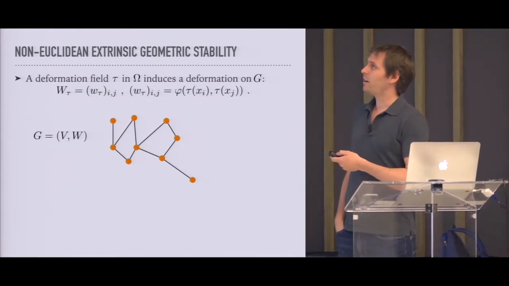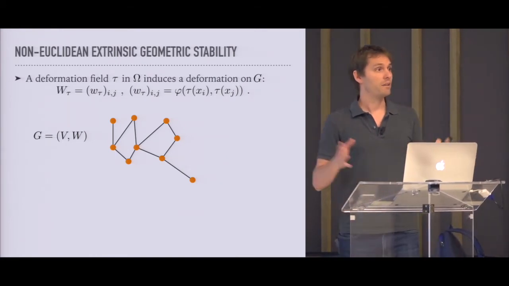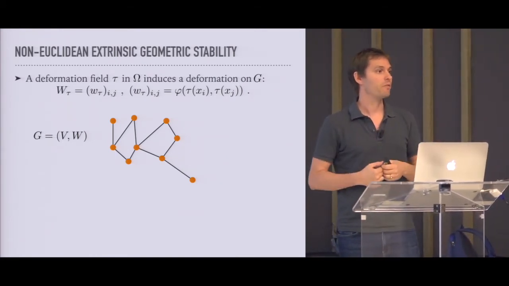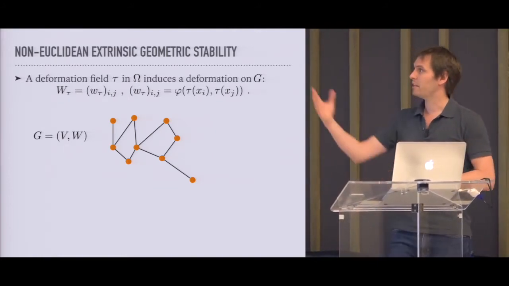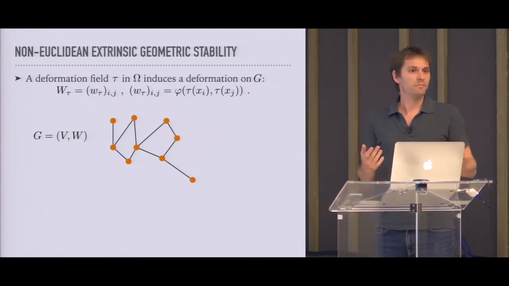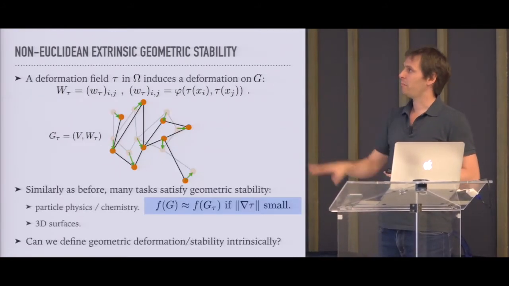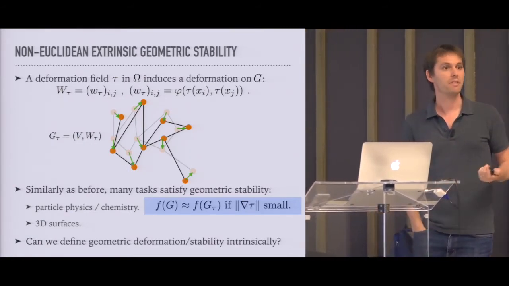Because in particular, if I have a deformation field on the extrinsic domain that is Euclidean, I can bring it into a deformation of the graph, right? It is very natural to think about: if I have a graph that lives, let's say in this slide, in 2D, what does it mean to deform the graph? Well, if I have a deformation on the plane, I just completely apply it to the graph. That's pretty simple, right?